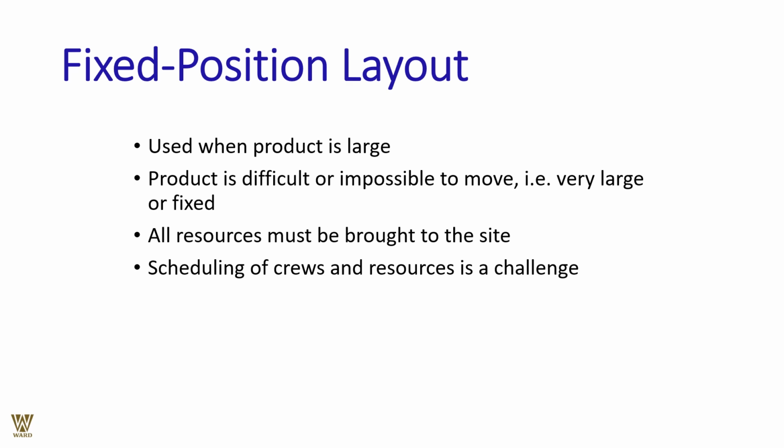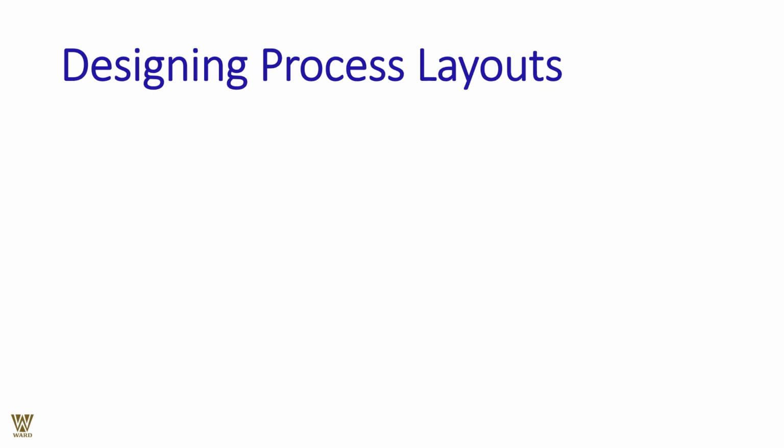So fixed position layout, did I say when equipment is very big? I've given an example of a building in this particular slide, and also the coke oven example that I have already discussed with you. It is used when the product is large, difficult or impossible to move, that is very large or almost fixed, so all resources must be brought to the site. Scheduling of the crews and resources is definitely a challenge that we are looking forward to.